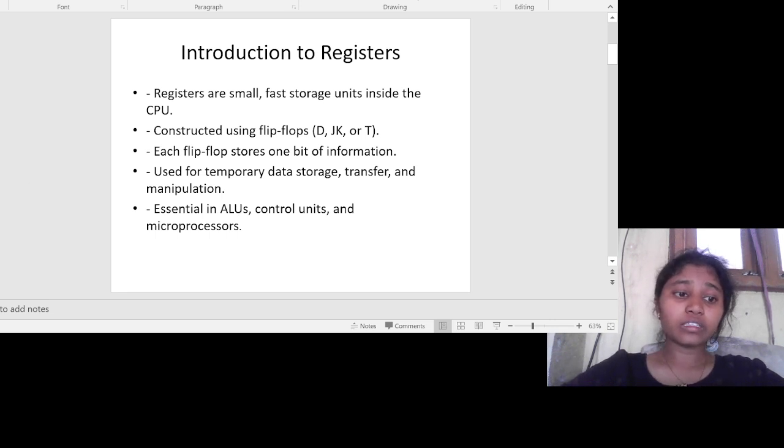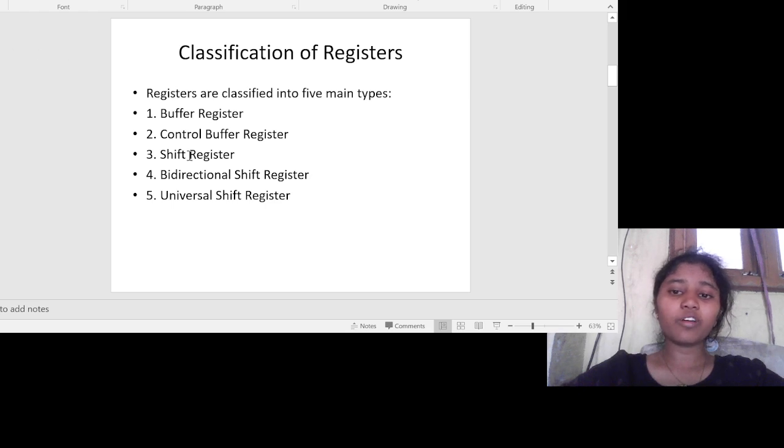Let us know about the different types of registers. There are mainly five types of registers. One is the buffer register, second is the control buffer register, third is the shift register, the fourth one is the bidirectional shift register, and the fifth one is the universal shift register. Now let us discuss briefly one by one, knowing the brief information about each one.